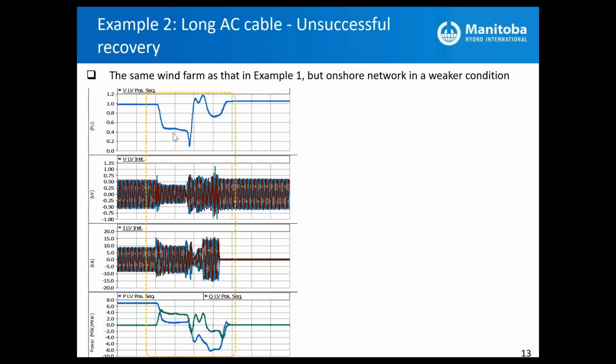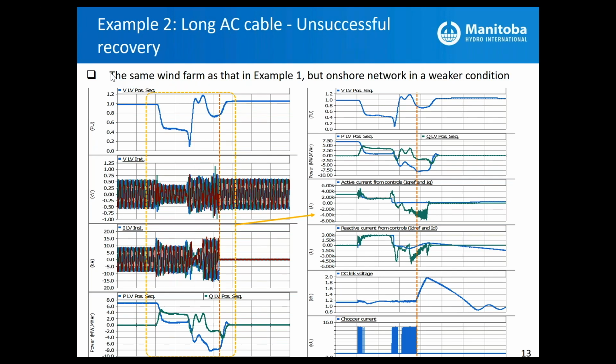And with the same network, with the same wind turbine that we showed in the previous example, now we have a weaker onshore network. With this weaker onshore network, that effect became more pronounced, and that inverse active power absorbed, because of that error in the phase angle, is now much more significant. And as a result, you see this here, the DC voltage and the current in the DC chopper.